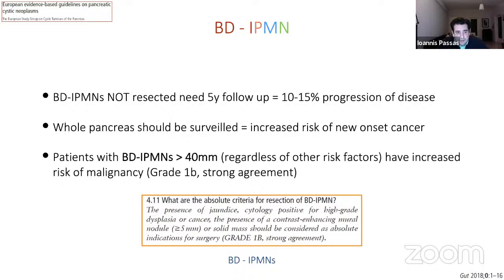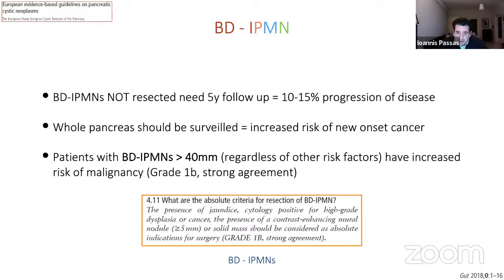The whole pancreas should be surveilled because there is a risk of new onset of cancer in different areas from the cyst that you are following up. And as I've said before about the cyst diameter, regardless of other risks, it is again a risk factor to which we need to pay attention. Nevertheless, it is among the relative criteria.